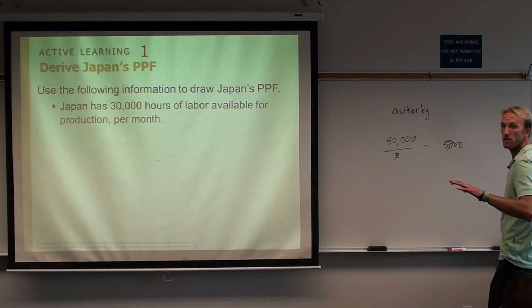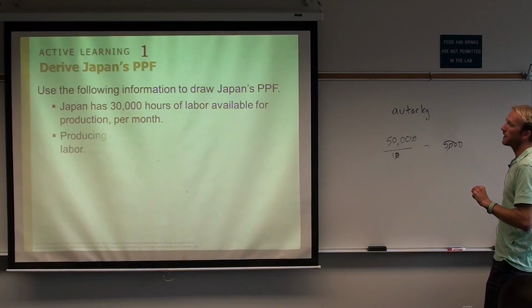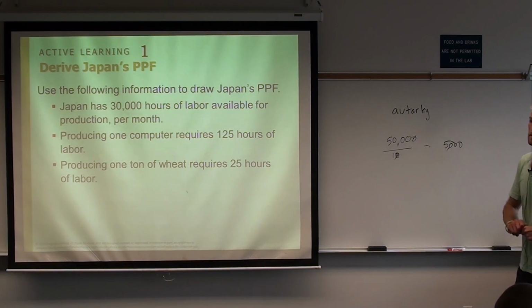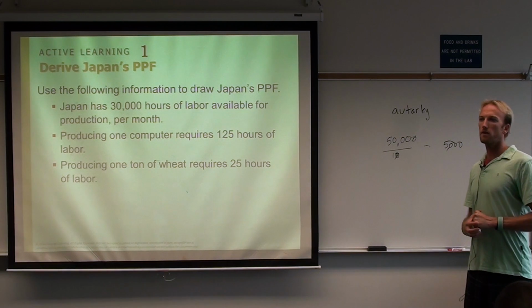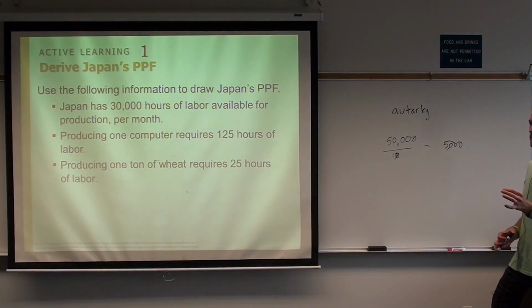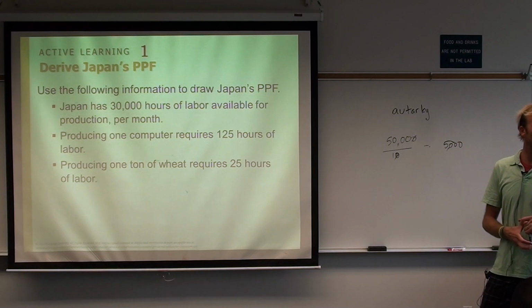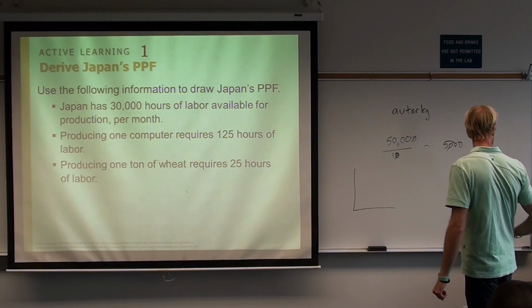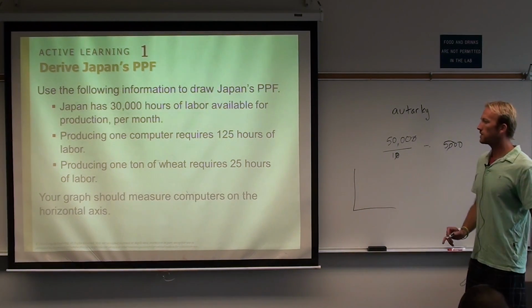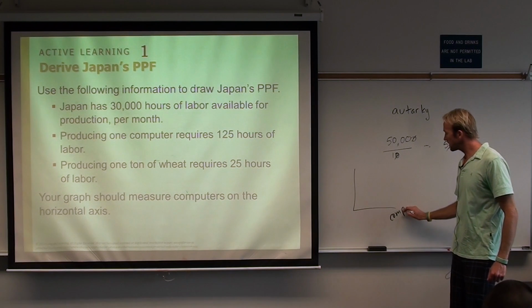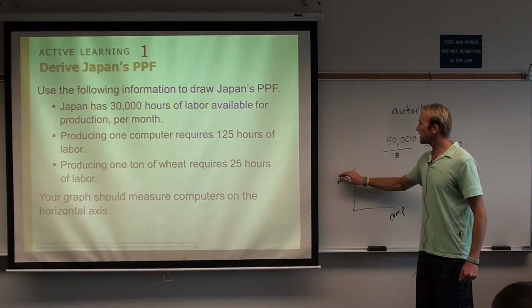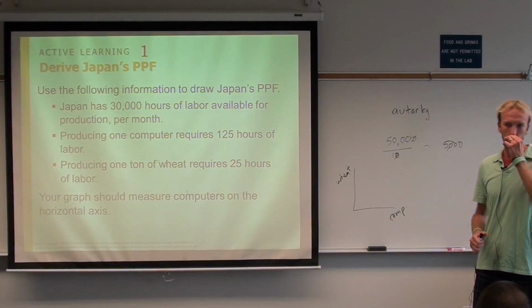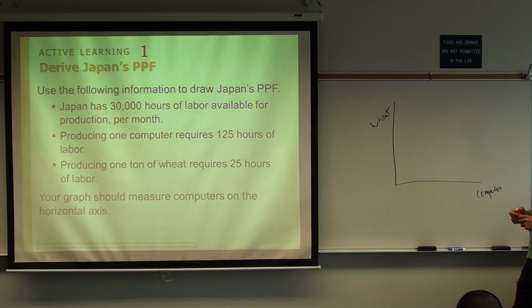You can do this. I've provided on your handout a place for you to draw this PPF, okay? And here's the important data. If you have a calculator, or something with a calculator on it, feel free to use it on your phone. But what I want you to do is the exact same thing that we did. I want computers on this axis. I want wheat on this axis. And I want you to draw the PPF, the Production Possibilities Frontier, so that we can help each other out.